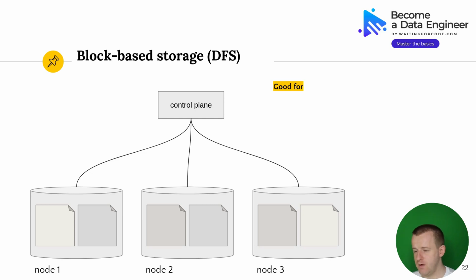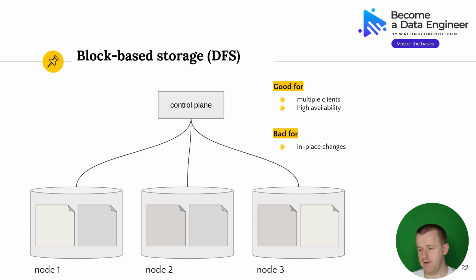So it's good if you have multiple clients, because one client can read the files from this node, another from this node, and they can mix and share the workload and not overload one node with the queries. The data is highly available because of this replication.